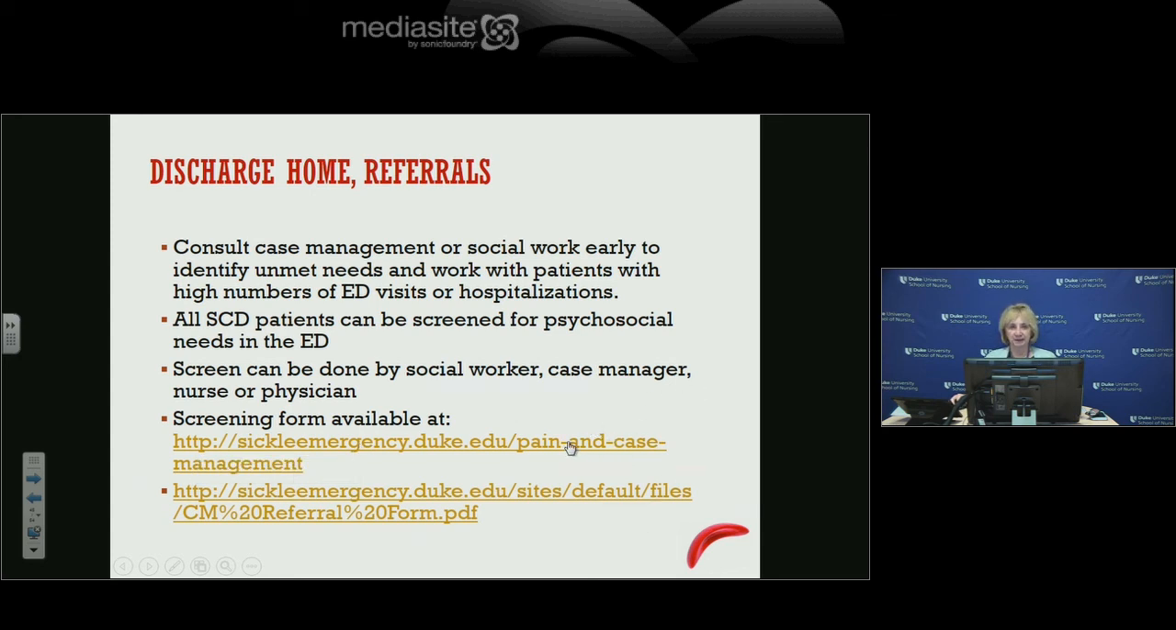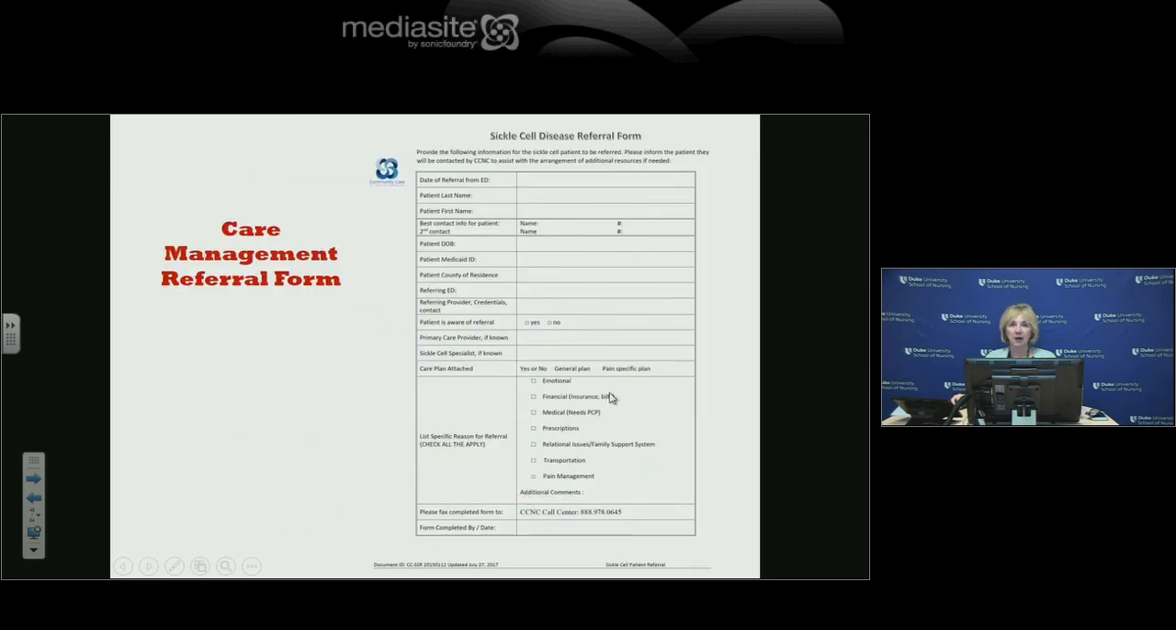And this is the case management referral form. A little hard to see, but this is the form, and it basically has a date of referral, the patient name, date of birth, Medicaid number, the referring ED, and referring provider. The patient is aware, so we ask whether or not they know. If they have a primary care provider, we ask them to put in that name. If they have a sickle cell doctor, ask that.